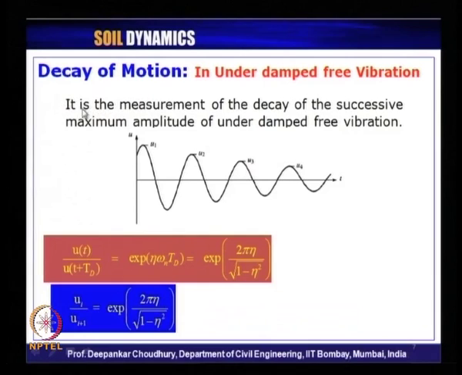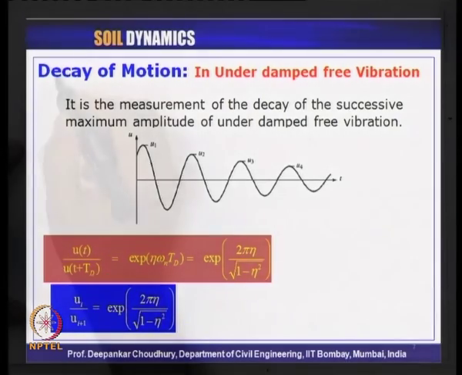So, decay of motion is the measurement of the decay of the successive maximum amplitude of underdamped free vibration. So, what does it mean? If u1 is the maximum amplitude here and u2 is the maximum amplitude in the second cycle, u3 is the maximum amplitude at the third cycle, u4 is the maximum amplitude at the fourth cycle, then the decay or the logarithmic decrement. So, let me write it down here.